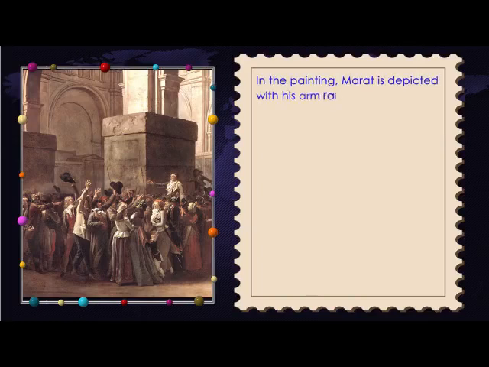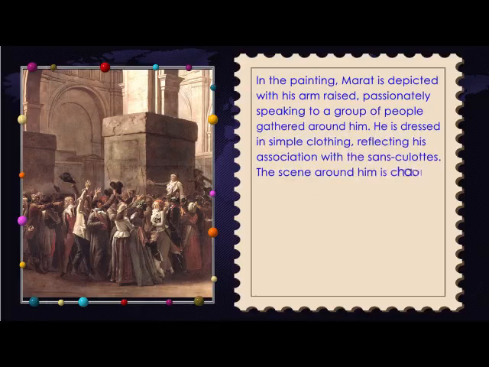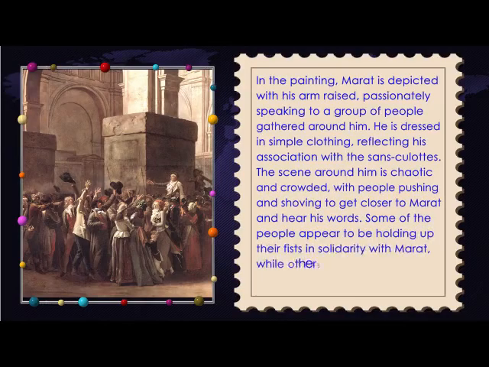In the painting, Marat is depicted with his arm raised, passionately speaking to a group of people gathering around him. He is dressed in simple clothing, reflecting his association with the sans-culottes. The scene around him is chaotic and crowded, with people pushing and shoving to get closer to Marat and hear his words. Some of the people appear to be holding up their fists in solidarity with Marat, while others are raising their arms in excitement.